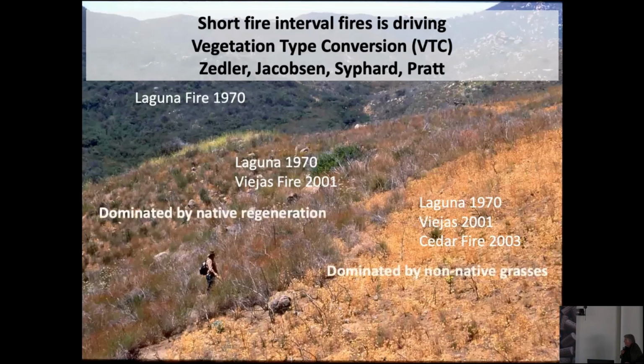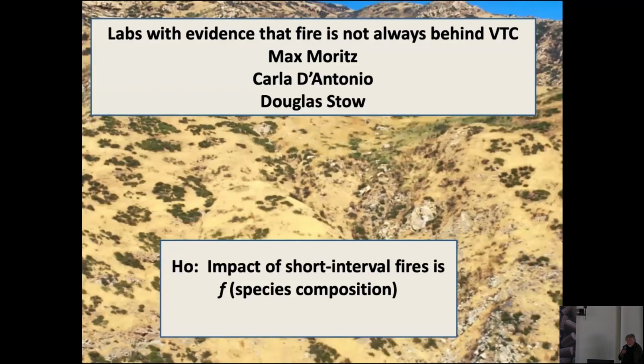Related to this is the fact that not all studies have necessarily shown fire as a primary driver. For example, there are a number of labs where studies have suggested that maybe other factors are driving vegetation type conversion. And so I'm addressing essentially the hypothesis that the impact of short fire intervals is a function of species composition. In other words, the functional types that are in chaparral change the outcome of fire impacts on chaparral.